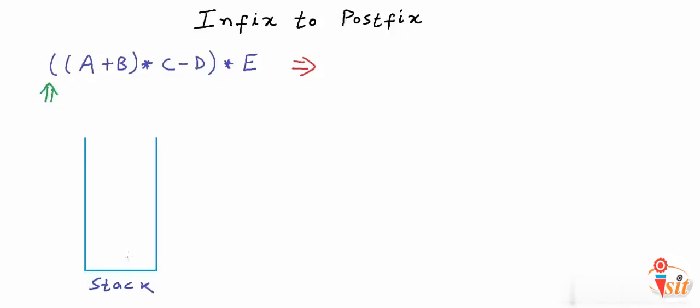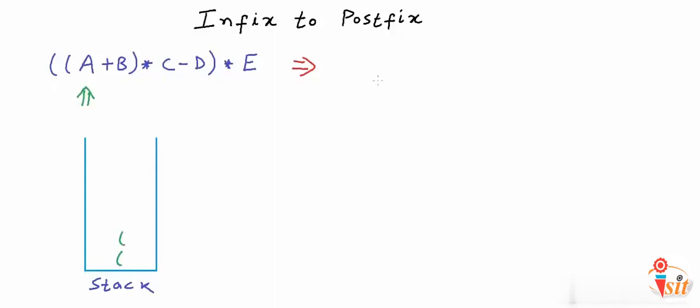If it's an opening parenthesis, we can push it onto the stack. The first token here in this example is an opening parenthesis, so it will be pushed onto the stack and then we will move on. We have an opening parenthesis once again, so once again we will push it. Now we have an operand.